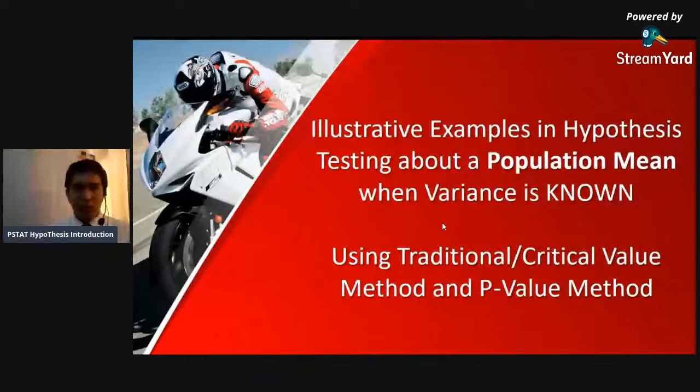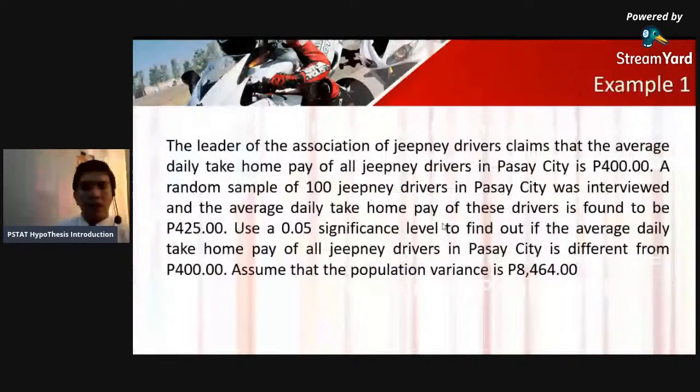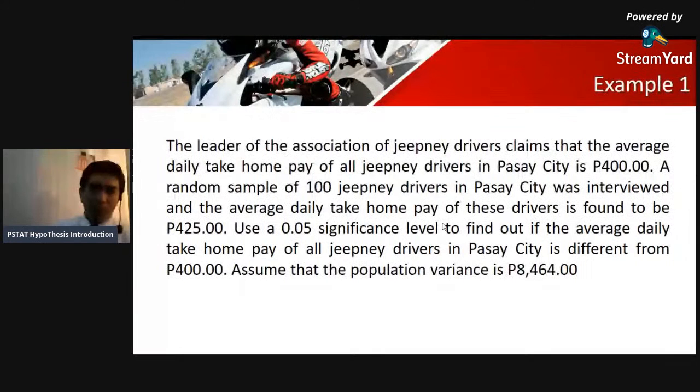So for the illustrative example, this set of examples is for testing a population mean with variance known, using both the traditional and the p-value method. Example one. The leader of the Association of Jeepney Drivers claims that the average daily take-home pay of all drivers in Pasay City is 400 pesos.